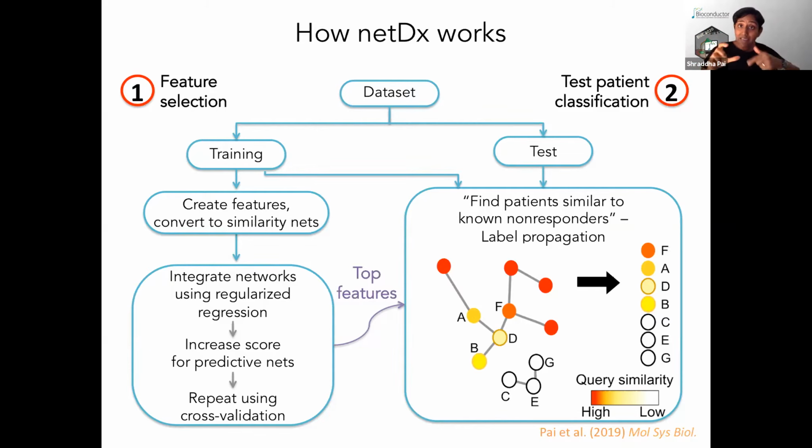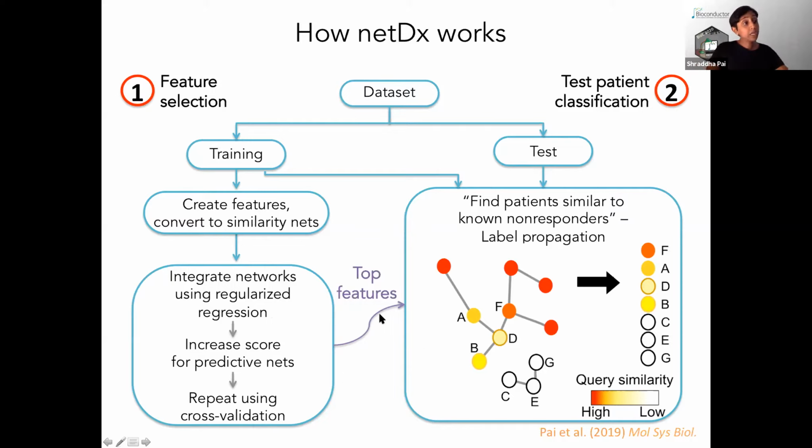For each of these 10 iterations, netDx takes a different sample of training data, makes the PSNs, and then runs a kind of regularized regression, which tells you which of the networks have a non-zero weight and which don't. Networks that have a non-zero weight have their netDx score bumped up by 1. You do this again and again for different samples of training data, giving you a range of scores for features.